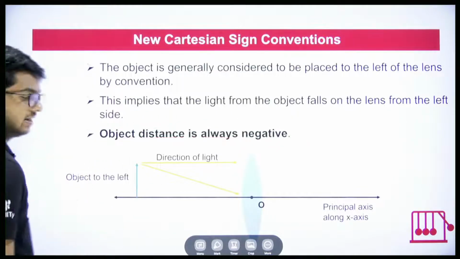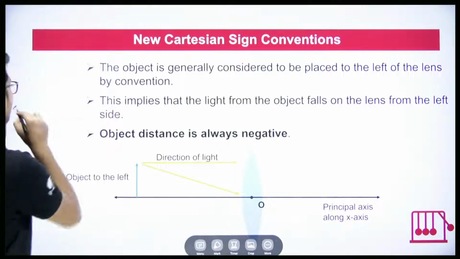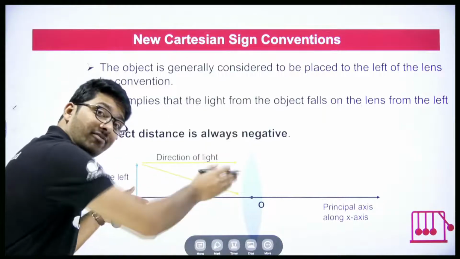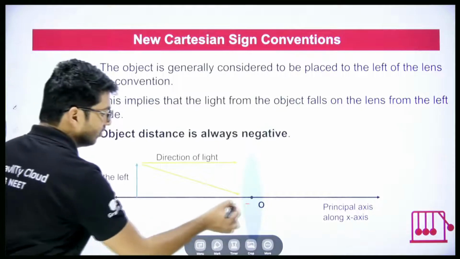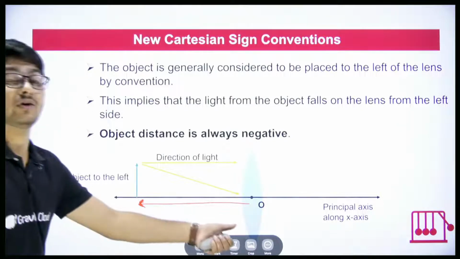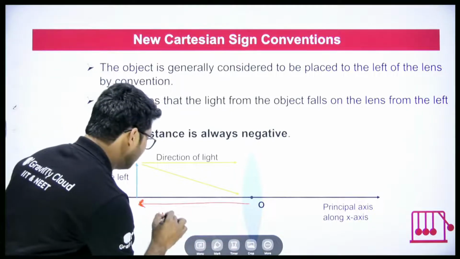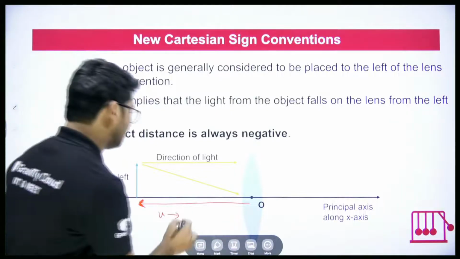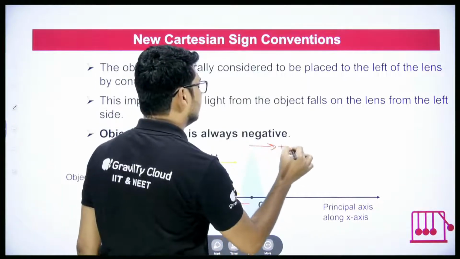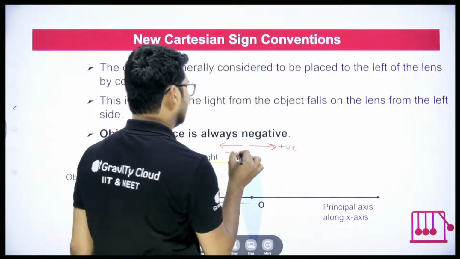Object distance is always negative because you can clearly see that here. If this is the optical center, I told you, you have to measure distances from where? From the optical center. So from the optical center to the object, in which direction are we going? We are going towards left. So object distance is what? Is negative. Why? Because here towards right is positive and towards left is negative.